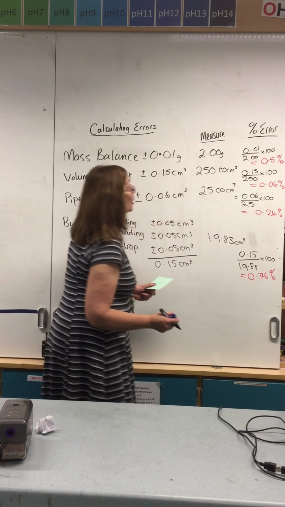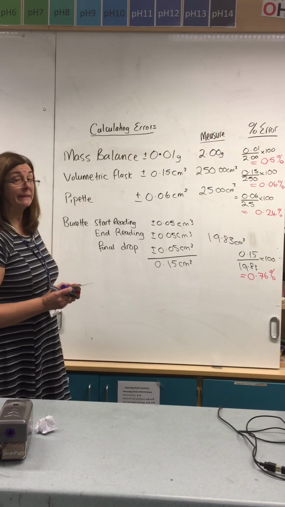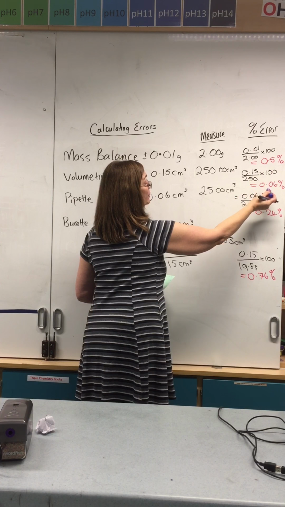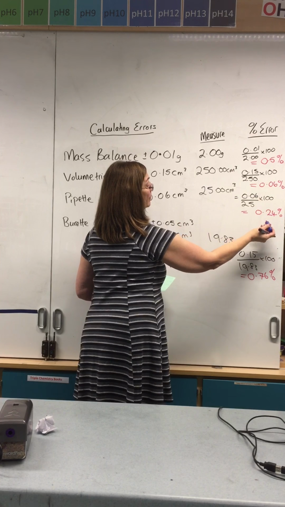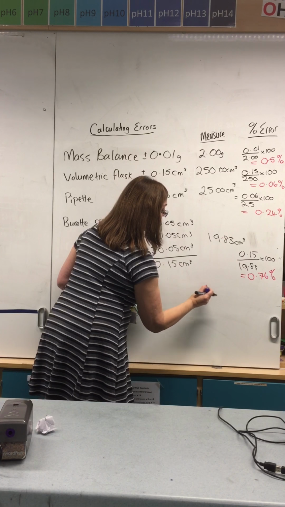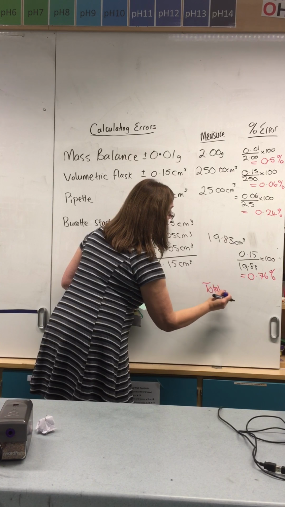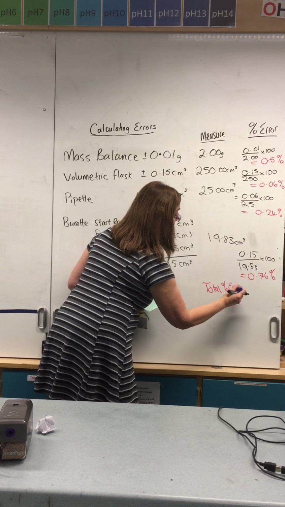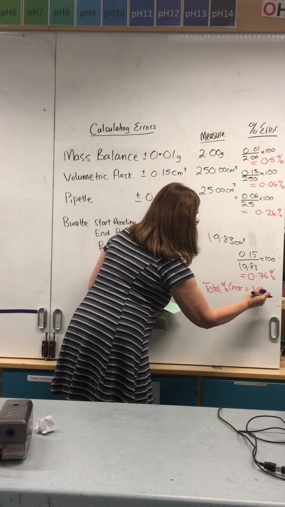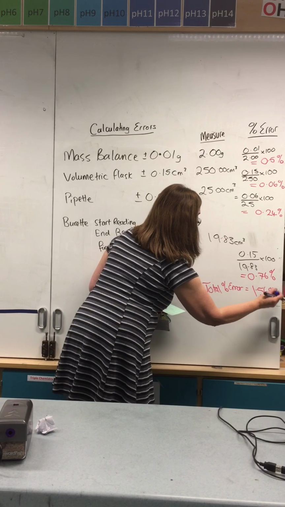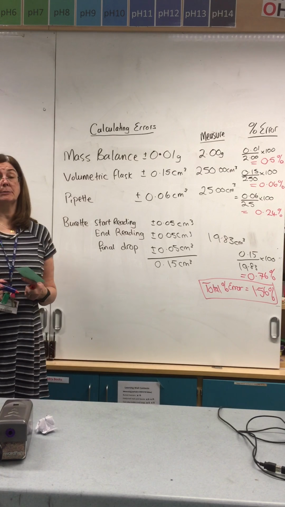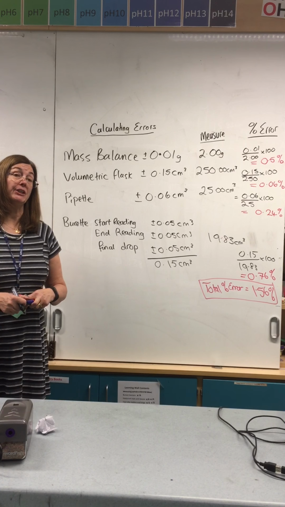0.76%. So we've got 4 percentage errors there, and if we add them up, so 0.5 plus 0.06 plus 0.24 plus 0.76, we have a total percentage error of 1.56%. So that's my total percentage error for the whole of this experiment. I will use that information later.